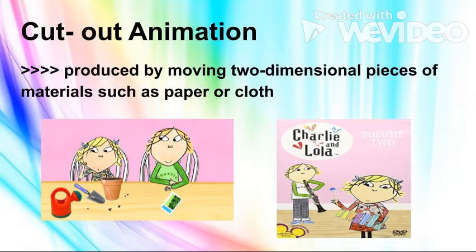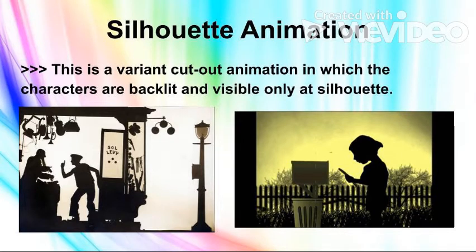Next, we have silhouette animation. So silhouette class is different. This is a variant of cut-out animation in which the characters are backlit and visible only as silhouettes. So dark, okay? So it looks like a shadow puppet like that. So they're using light in order to produce an animation.